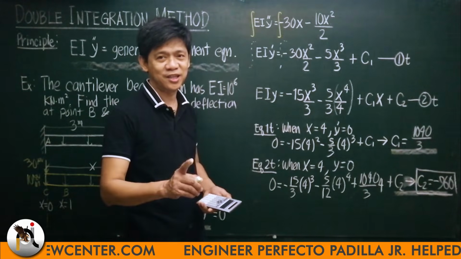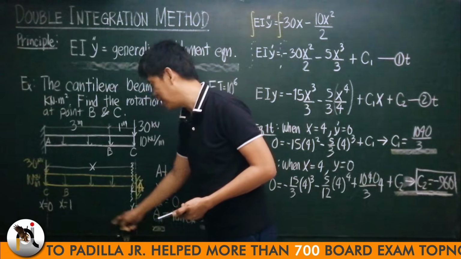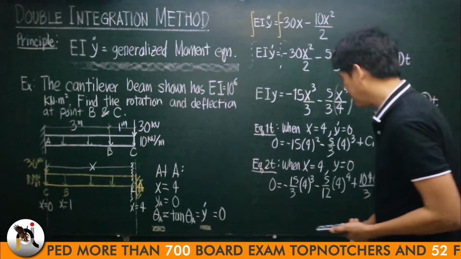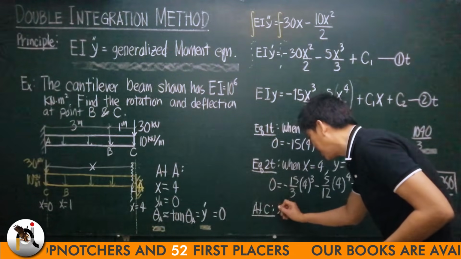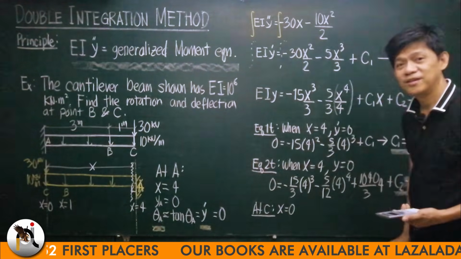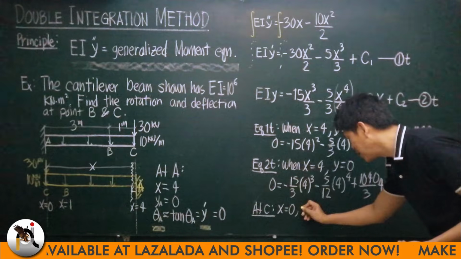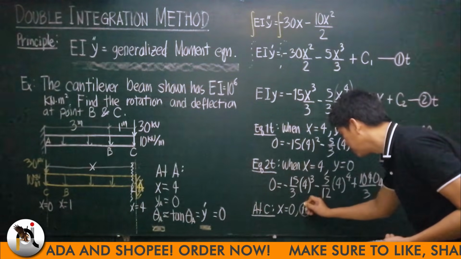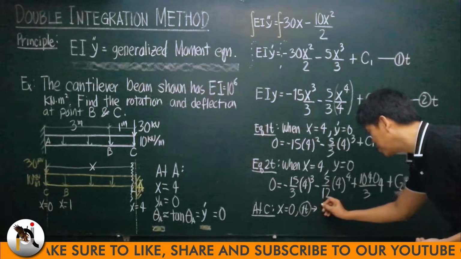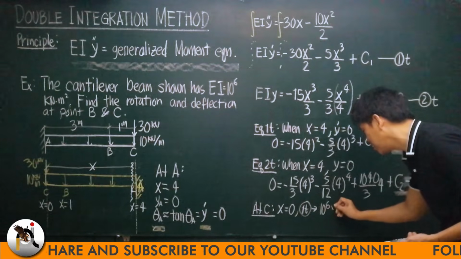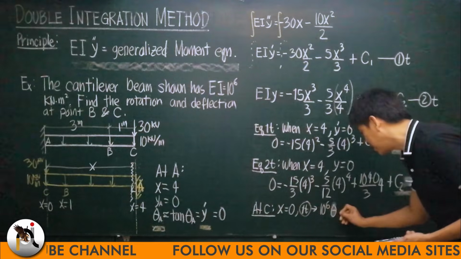What do we need? We need theta at B, and theta at C. So, at C, what is our x? Our x is 0. So, substituting into equation 1t, you'll have EI y prime. EI is 10 to the 6, and y prime is theta. This is theta at C.